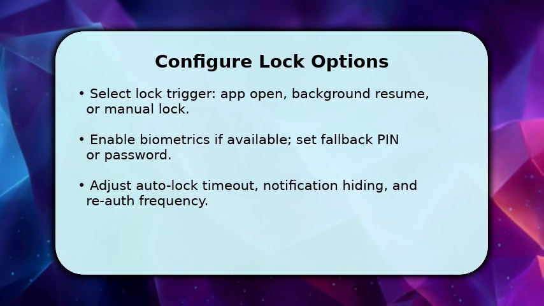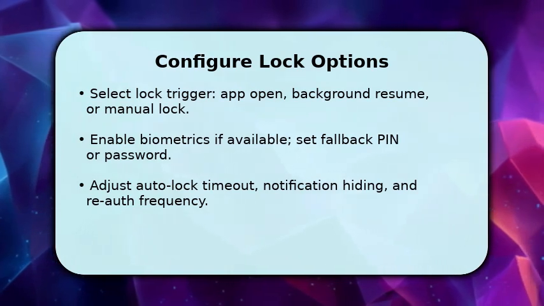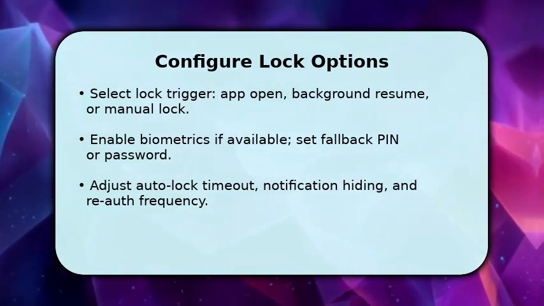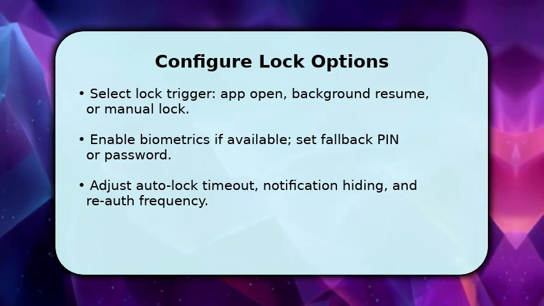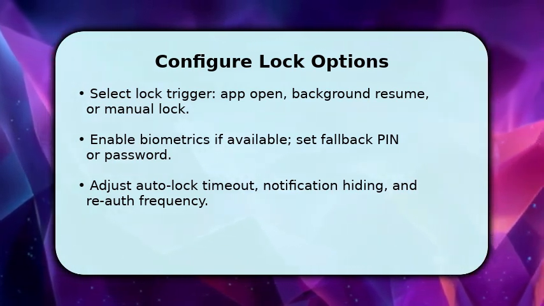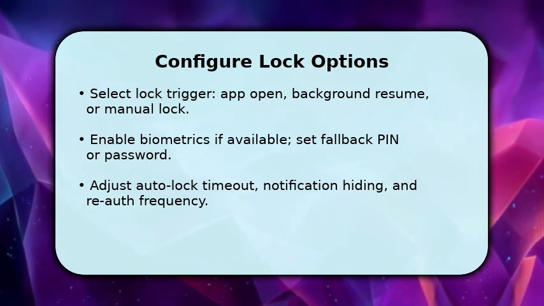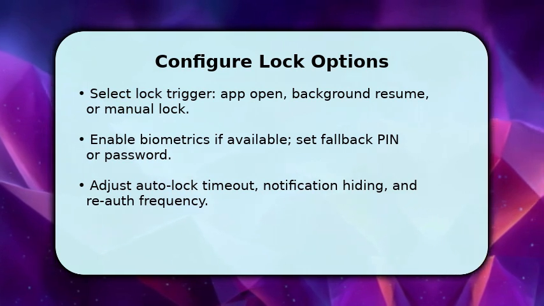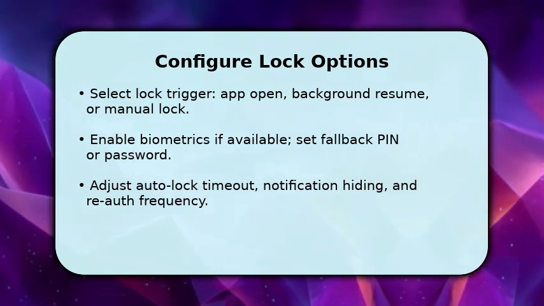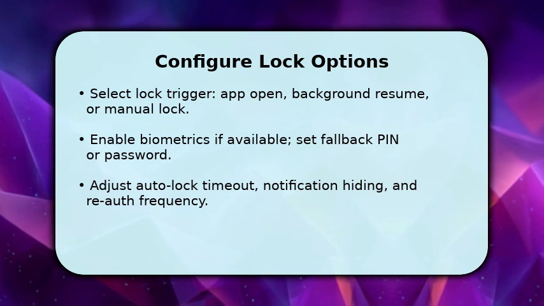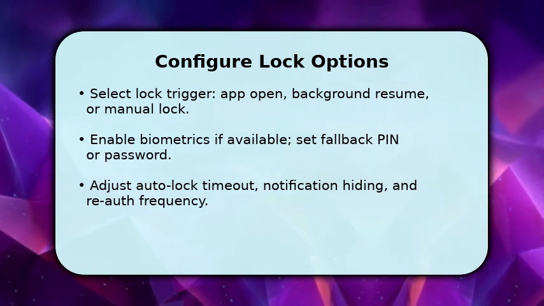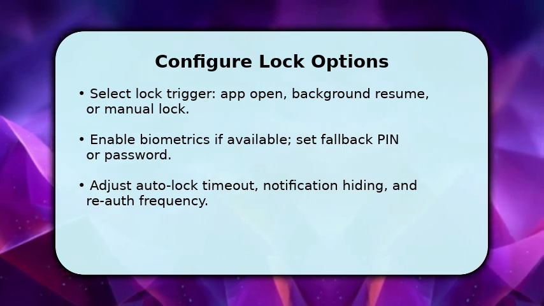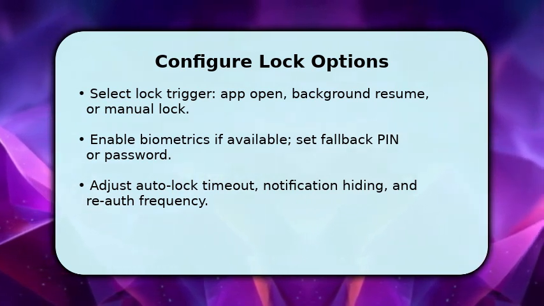Now you configure how and when the lock engages so it matches your workflow. Choose whether the app locks on open, after backgrounding, or only when you manually lock. Each option balances convenience versus security. Enable fingerprint or face unlock for speed, but make a strong PIN as a fallback. Then set auto lock timeout and hide sensitive notifications. These fine-tune exposure risk. Make sure to save changes and note how often the app will re-authenticate so you know when credentials are required.